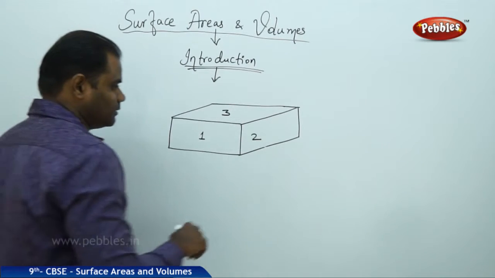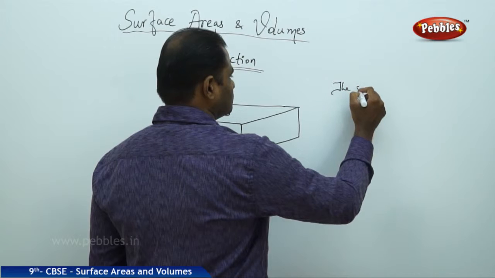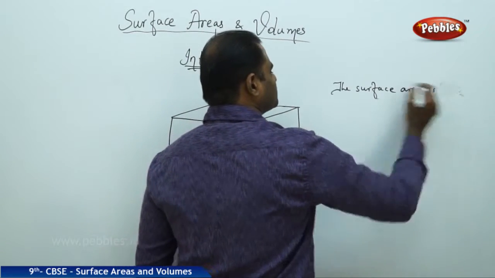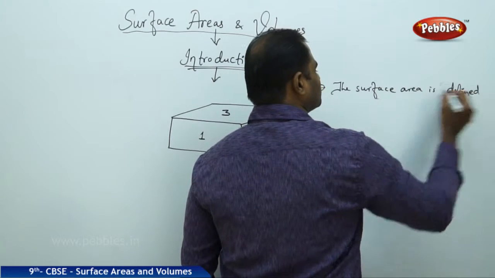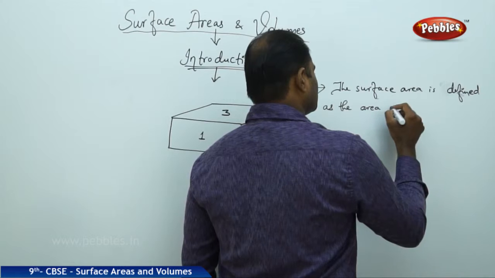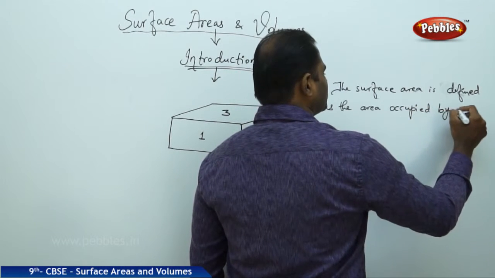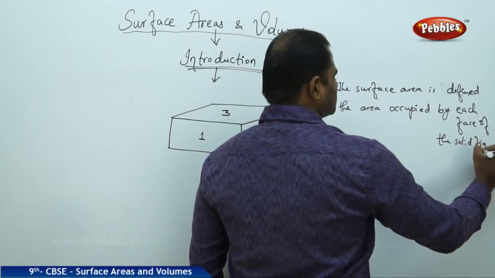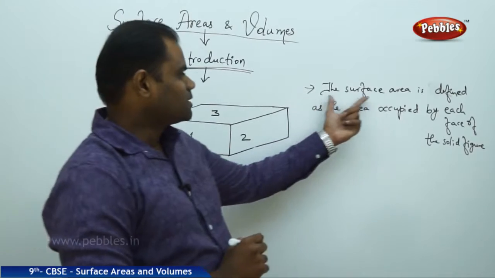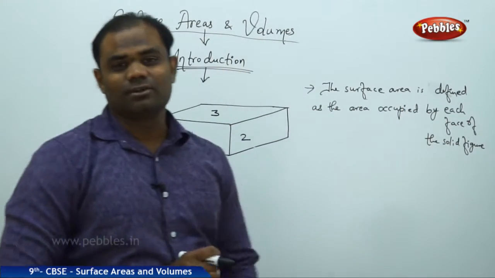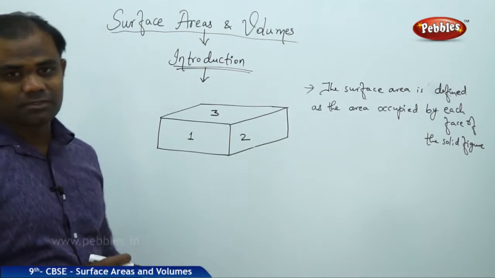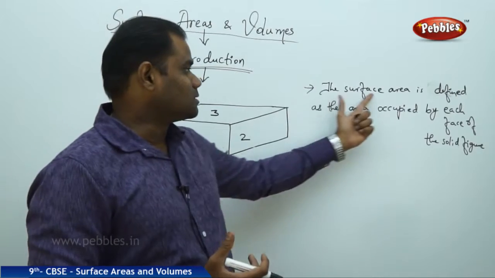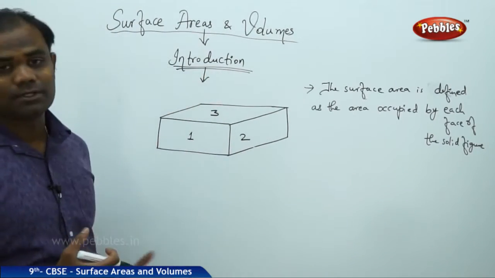So we understand the surface area is defined as the area occupied by each face of the solid figure. In this case, there are 6 faces which occupy 6 different areas. When you add up all the 6 different areas together, the total area is called the surface area of that object. In this case, it's a cuboid.